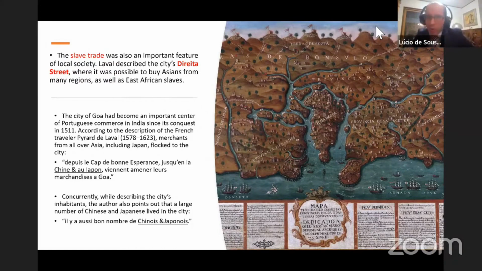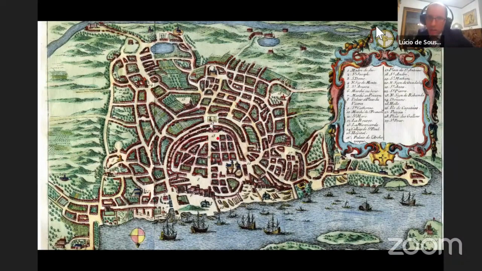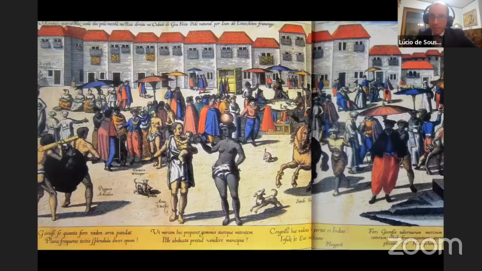Let's go now to the city of Goa. So the Rua Direita is this one here, near the Misericórdia. In French, Miséricorde, and in English, House of Mercy. This place is very interesting, this area.